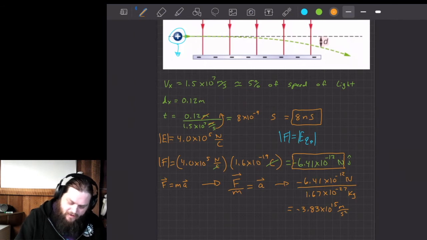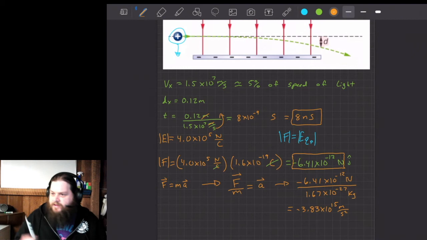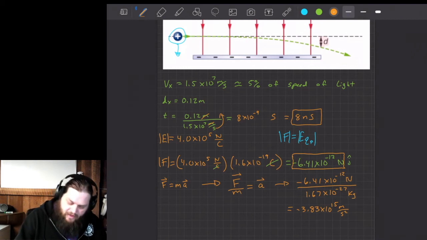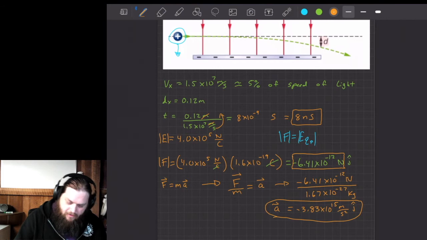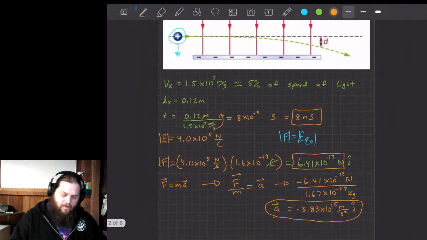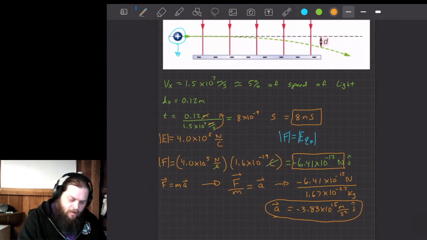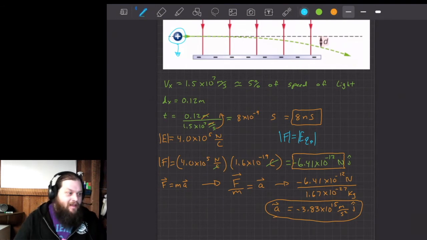And this acceleration is going to be in the same direction as our force. Our force was in that j hat direction, so this is our acceleration here. So now we have a value for acceleration. Now from just that acceleration, we can go back to our basic kinematics problem.